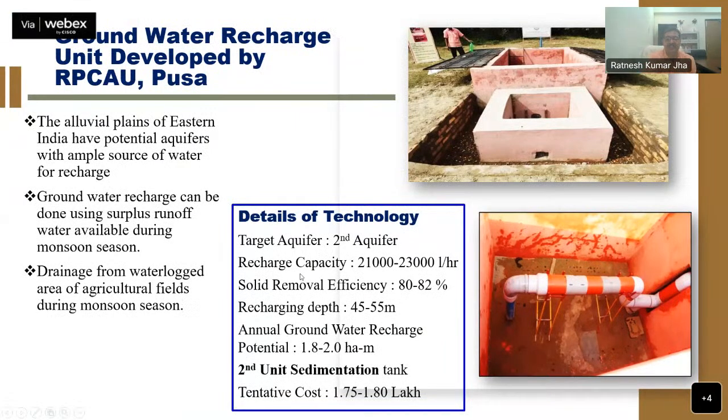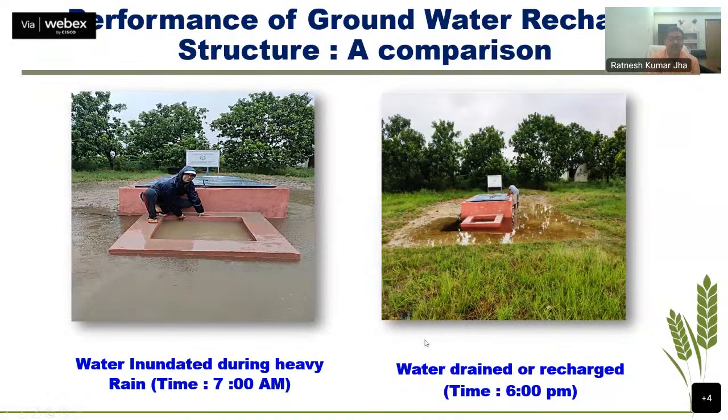Again, this is a discharge structure, an artificial groundwater recharge structure, basically very important for the chaur lands and tal lands, or again diara lands where waterlogging is there. So we can install it and water will be drained well in time. This is the figure of the area inundated at 7 a.m., and this is at 6 p.m. So all water was drained through this discharge structure.